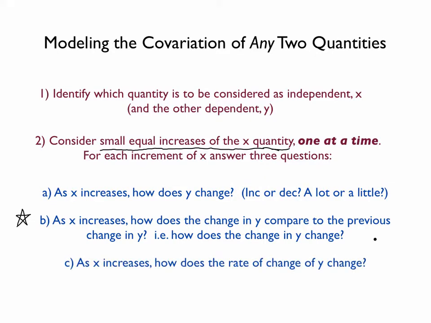From that comes, how does the rate of change change? This is a direct result. The way that the changes in y are changing determines how the rate of change is changing. So we want to focus on B. If we can get B right, then C just falls into place. C is no problem.